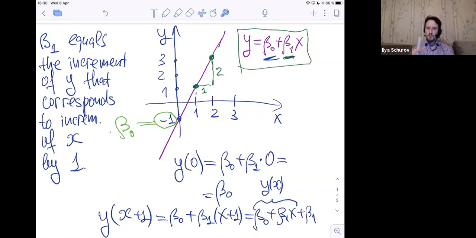Of course, if B1 is negative, then it means that this increment is actually negative. So it means that y will decrease when x is increased. But negative increment is just effectively a decrement. Okay. Other questions?